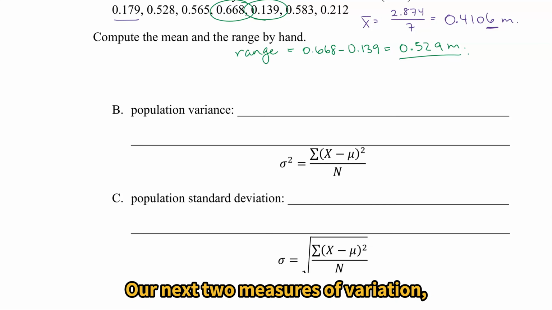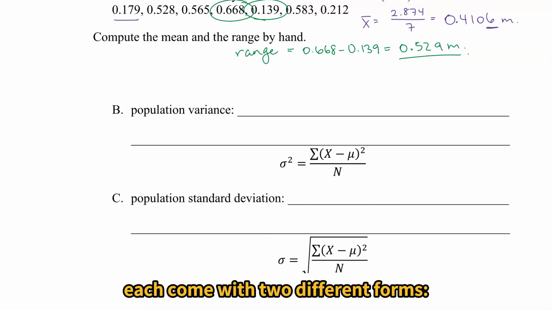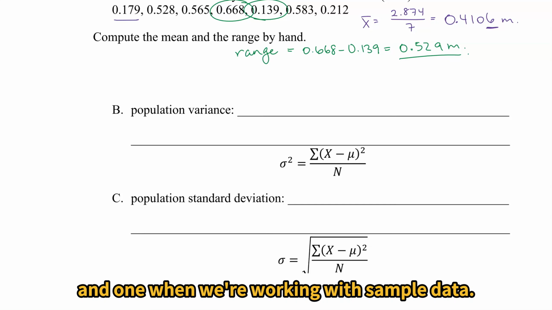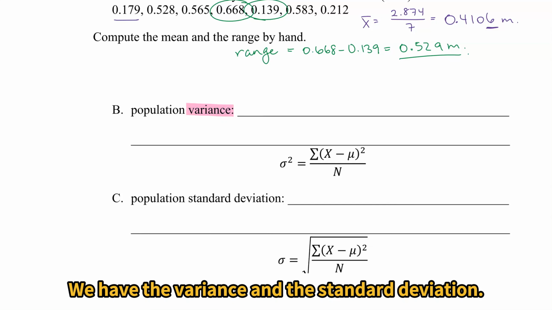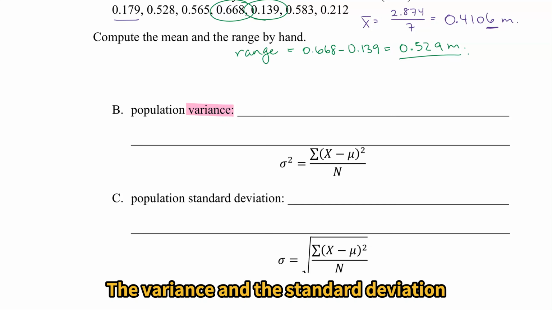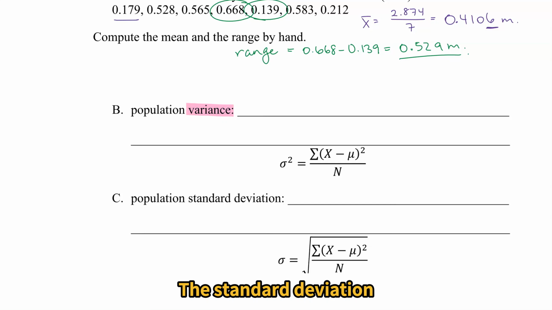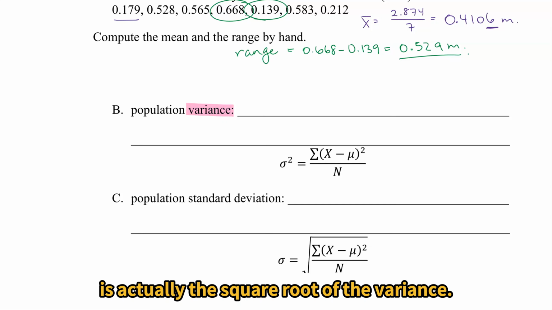Our next 2 measures of variation each come with 2 different forms. One when we're working with population data, and one when we're working with sample data. We have the variance and the standard deviation. The variance and the standard deviation are very closely related to each other. The standard deviation is actually the square root of the variance.